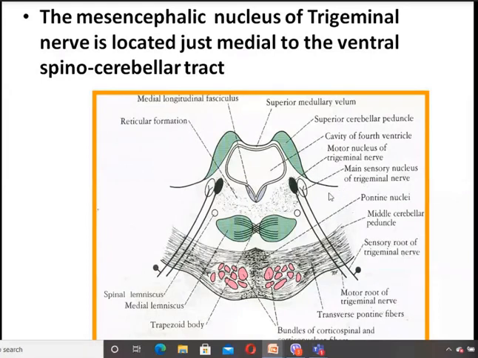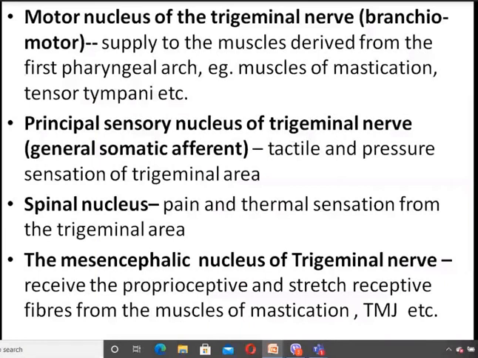So what are the nuclei of the trigeminal nerve? The motor nucleus is responsible for branchiomotor function. Branchiomotor means it supplies the muscles derived from the pharyngeal or branchial arches, here the first pharyngeal arch. They are the muscles of mastication and the tensor tympani muscle. The principal sensory nucleus is responsible for general afferent sensation from the head in the trigeminal territory, so the tactile and pressure sensation of the head and neck area.